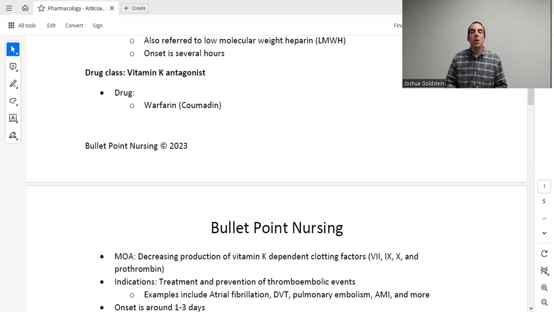The next drug class we're going to talk about is a vitamin K antagonist, and that is warfarin. Mechanism of action, exactly like the drug class sounds. It is a vitamin K antagonist. What is it used for? It is used for, again, the treatment and prevention of thromboembolic events, so the exact same thing.